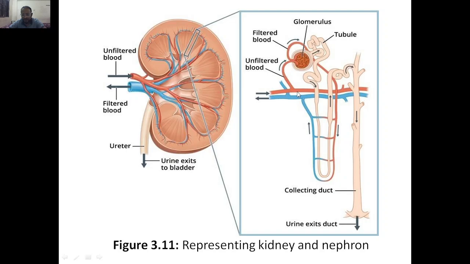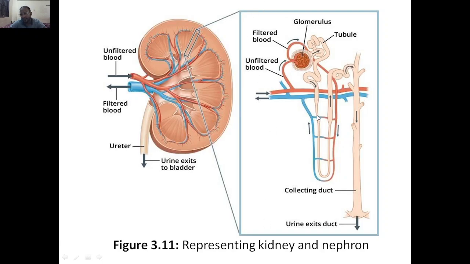This nephron has a structure like this, where unfiltered blood will go here, which is called the glomerulus. When blood enters the glomerulus, the glomerulus initiates this particular filtration. It collects the blood and then filters it there, okay. So filtration occurs in the glomerulus, in the nephron of the kidney, understanding.